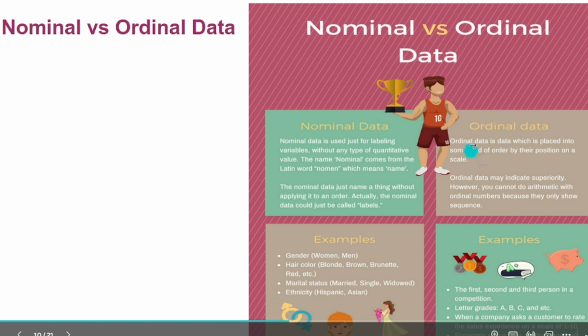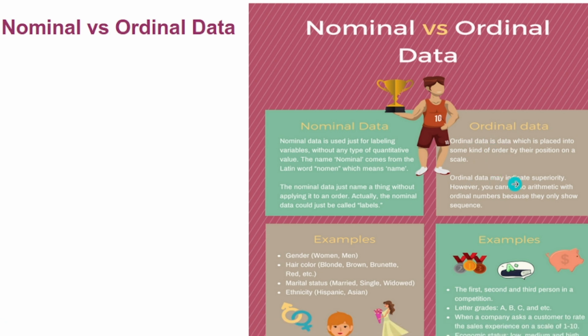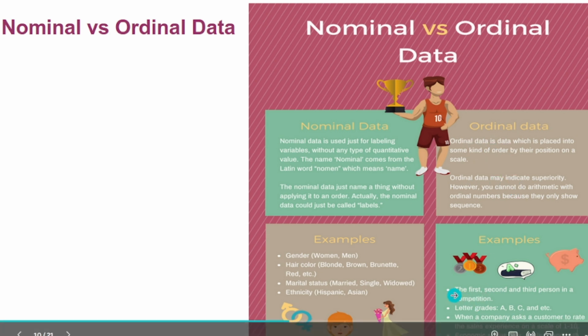Whereas if you look at ordinal data, there is an order, so there is a position. For example, in a competition, the first, second and third position. The letter grades, which represent A, B, C. And similarly, when a company asks customers to rate the sales experience on a scale of 1 to 10, these are some examples of ordinal data.